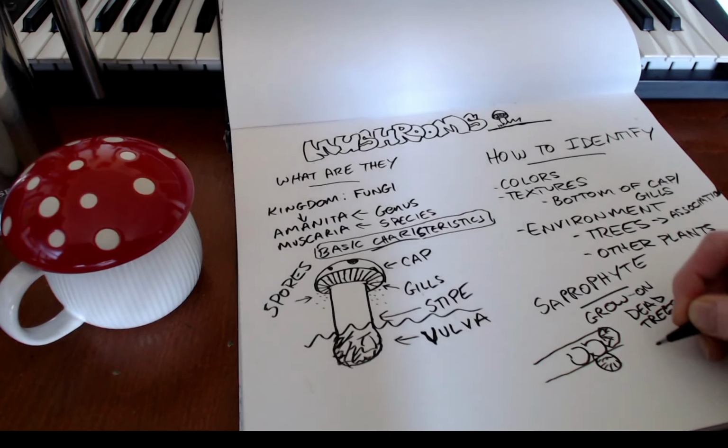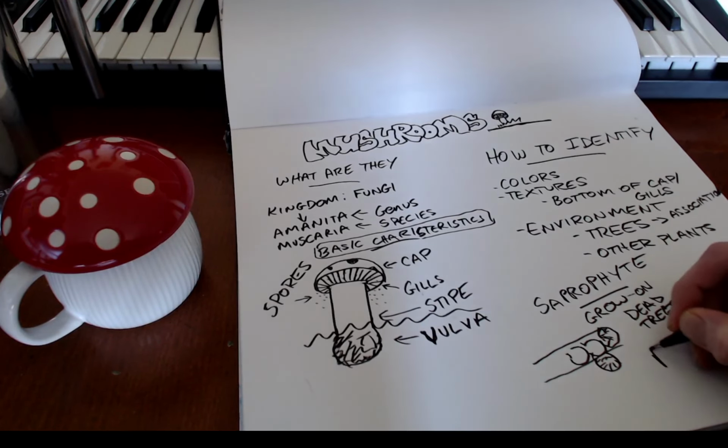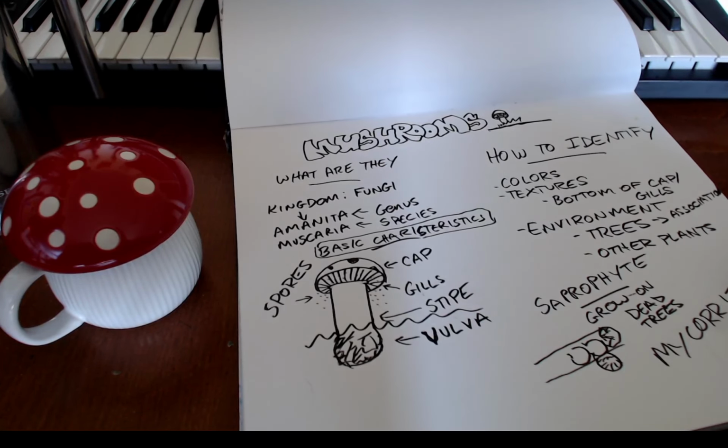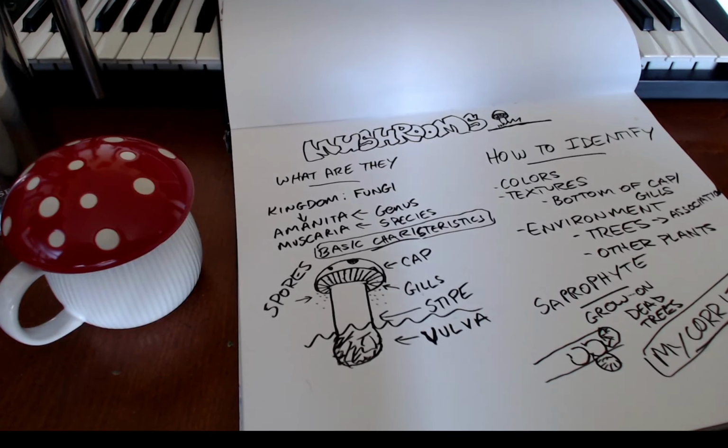The other type is a mycorrhizal type of mushroom. And this is really important to know which type you have, because if it's mycorrhizal, it means it's going to associate with a specific type of tree. Okay? And the mushroom actually has grown to literally not be able to survive without this tree.